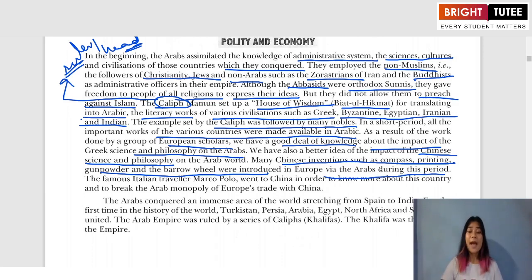So the Arabs not only gained knowledge from others, but they applied it. As they applied this knowledge, they invented. They invented technologies and advanced their technological developments. So they invented the compass, the printing press, gunpowder, the wheelbarrow, etc.